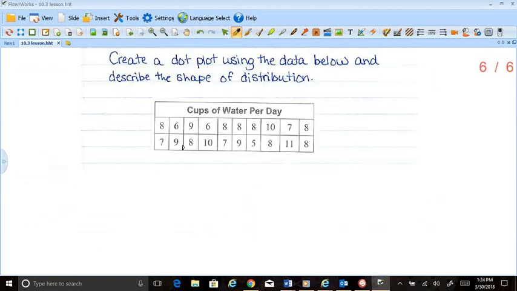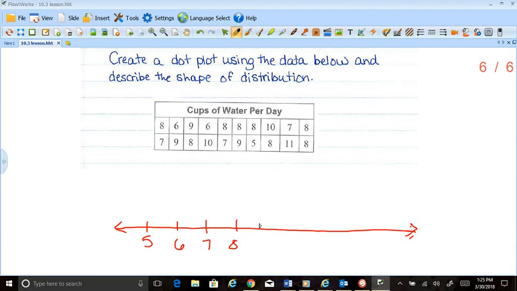The last thing that we're going to do is put it all into action, where we are going to create a dot plot using the data shown below of cups of water per day, and then describe the shape of distribution. We'd start with our number line, because dot plots have to be on a number line. Our littlest number is a 5. Our largest number is an 11, so it's not a huge range, so I can count by ones, and they will all fit nicely on here. Getting too excited to write the number 11 there. Let me erase that one.